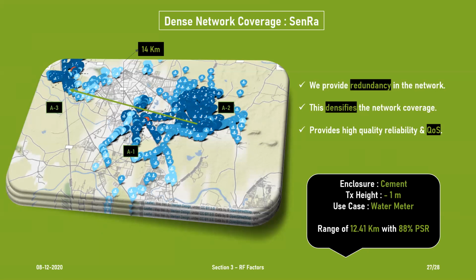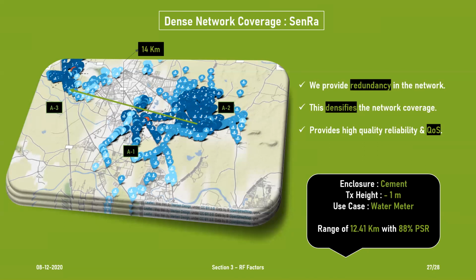And cement, as you now understand, is going to offer a heavy attenuation of 35, 38, 40 dB. The transmit height is below the ground. You are not expecting the water meters to be installed on top of one floor. It's the limitation of the use case that it has to be residing 1 meter below the ground. And the use case is water meters, so the end devices are battery powered, they're not AC powered. So the maximum transmit power that they are fixed at is 14 dB.